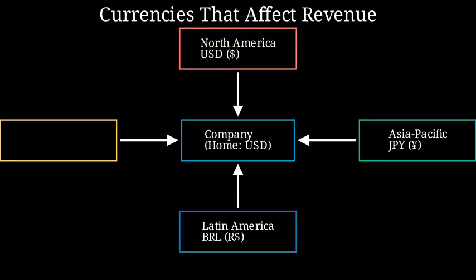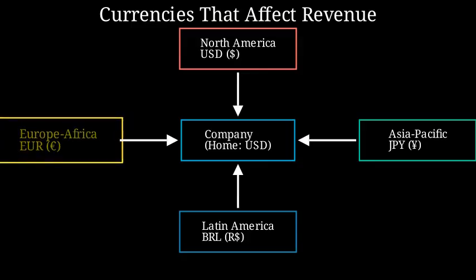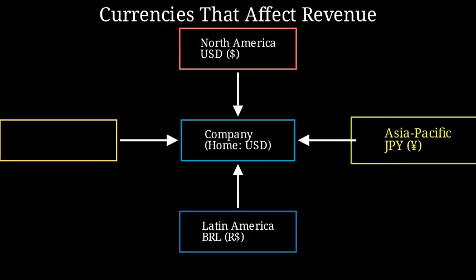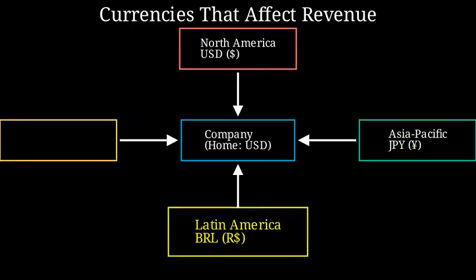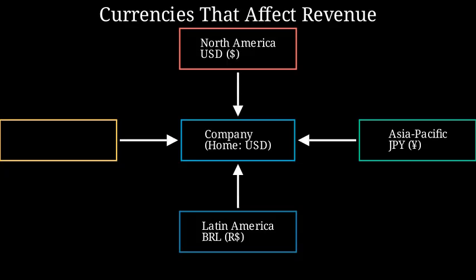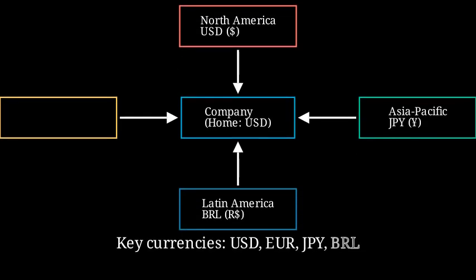North America uses the US dollar, Europe, Africa uses the euro, Asia Pacific uses the Japanese yen, and Latin America uses the Brazilian real. So the answer is, the currencies involved in affecting revenue are the currencies of the regions where the buyers are located, plus the home currency. In our example, those key currencies are US dollars, euros, Japanese yen, and Brazilian reals. These exchange rates determine how much money the company actually receives when sales are converted back into US dollars.